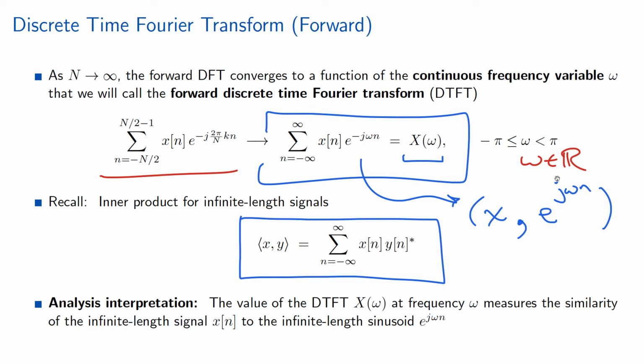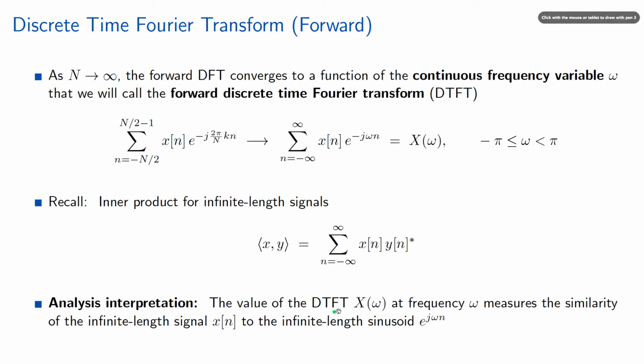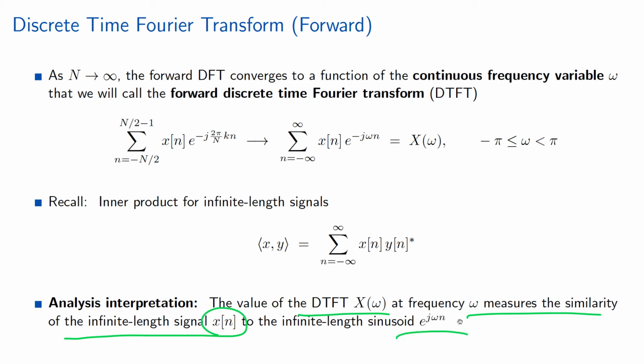It's no longer one of these harmonic sine waves that has a frequency that's a ratio of some factor n times 2 pi. It's basically any real valued frequency. So it's basically just an extension of the DFT to move beyond harmonic sine waves to arbitrary sine waves. And so we have the exact same interpretation of the value of the DTFT at frequency omega. It basically measures the similarity of our signal x[n] to an infinite length sine wave e to the j omega n via this inner product. Just like the DFT.